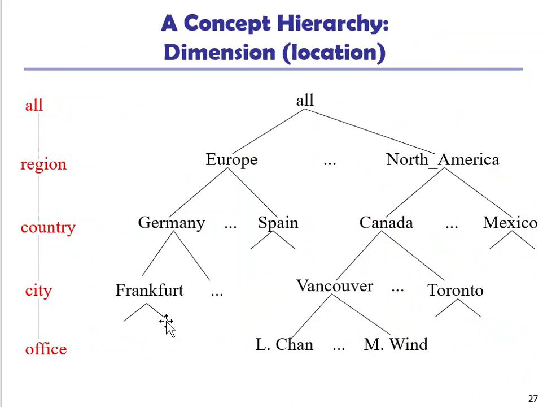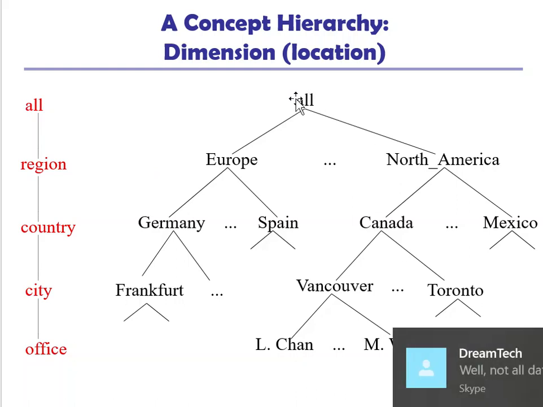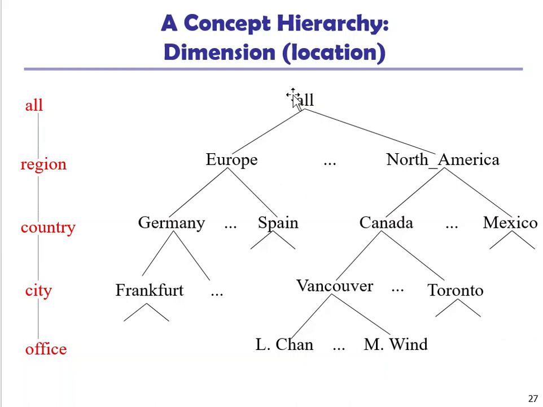This location dimension, again, is a very good example to demonstrate the concept hierarchy concept that we have learned earlier. As you can see, the most detailed level is specific office, and then its city, its country, its region, Europe or North America, or all, which means the entire globe, right?